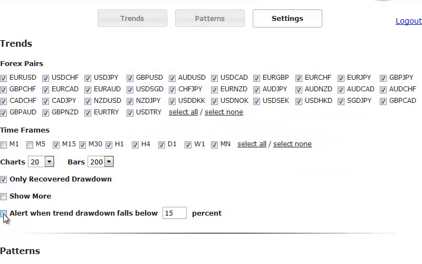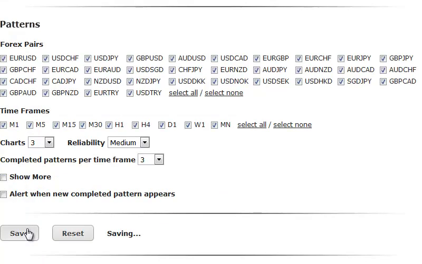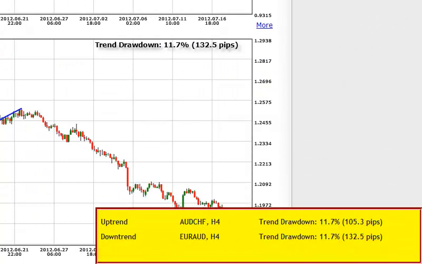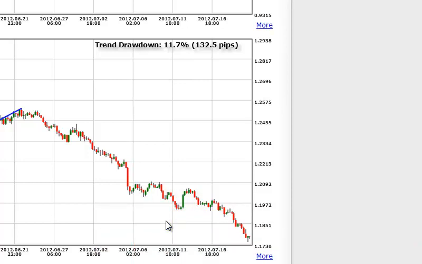You can set up alerts when the trend drawdown falls below, let's say, 15%. Then click Save. And the audible alert will let you know when the lowest drawdown on any chart falls below 15%. Another approach used by more conservative traders is to check the charts just once or twice a day and simply make a trading decision. Very easy.